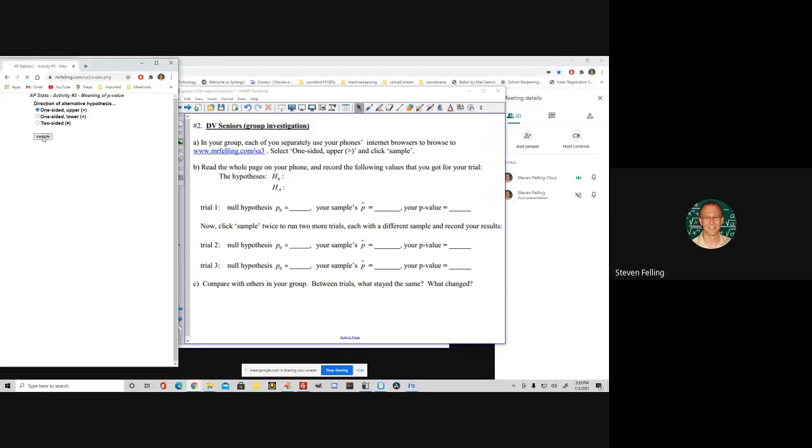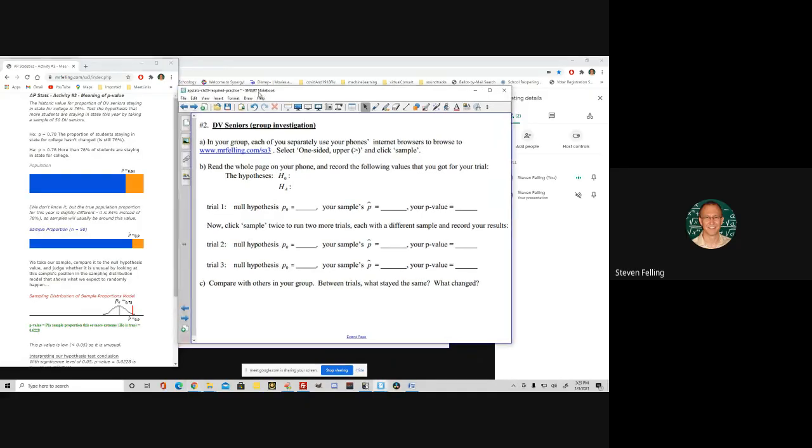So you can do this with me. You can just watch if you want. We'll read the whole page and we'll record the values that we got for our particular trial.